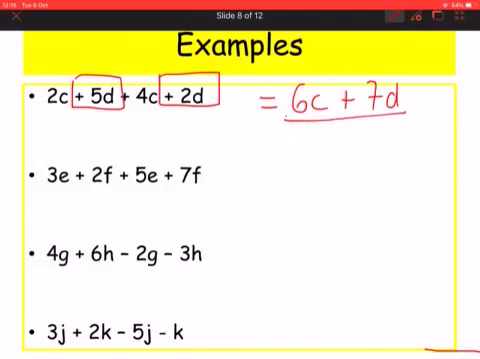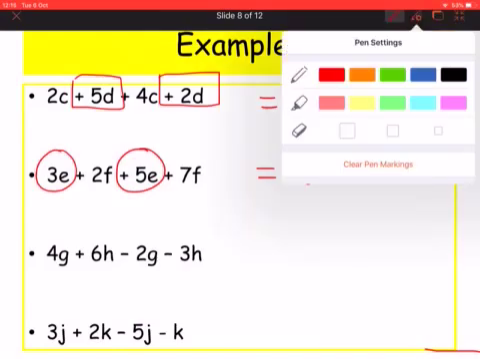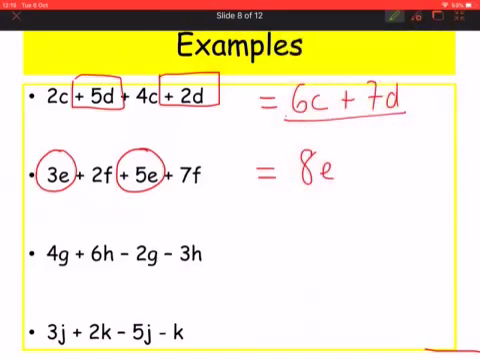Let's have a look at another example. So I've got 3E here plus 5E. And do you notice how I'm circling the symbol in front of it as well? That helps me decide whether I'm going to add them or take away. In my circles, I've got 3E plus 5E. That's 8E altogether. If I change this colour, I can separate them. Let's go green. If I've got 2F, circling the symbols in front as well, 2F plus 7F, that gives me 9F. And that's my answer.